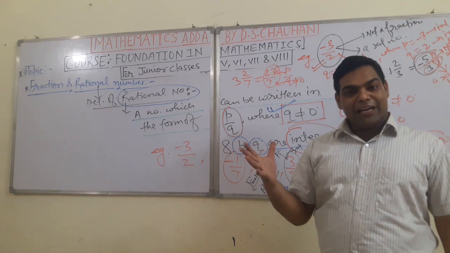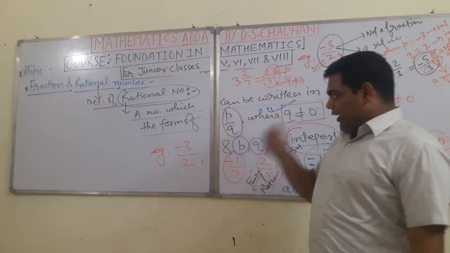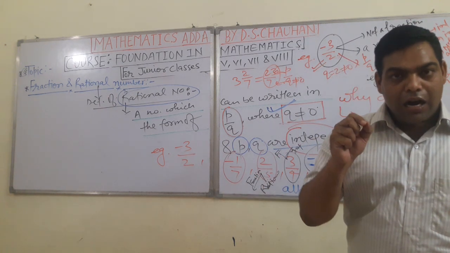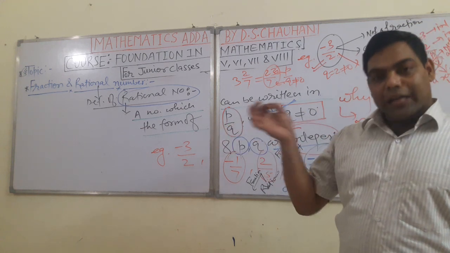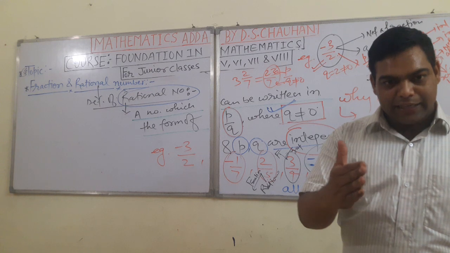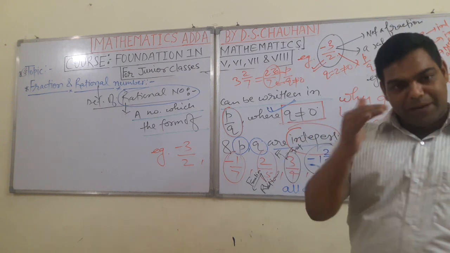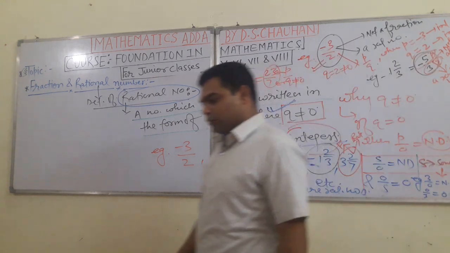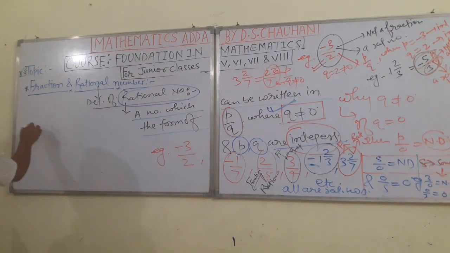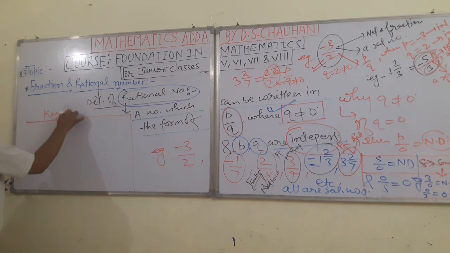Which is rational. Now my one question: are all fractions rational? Can all rationals be written as a fraction? Try to understand the relation between them and the difference between them. I am telling you easily. You try to understand. Remember always here, the first key point.